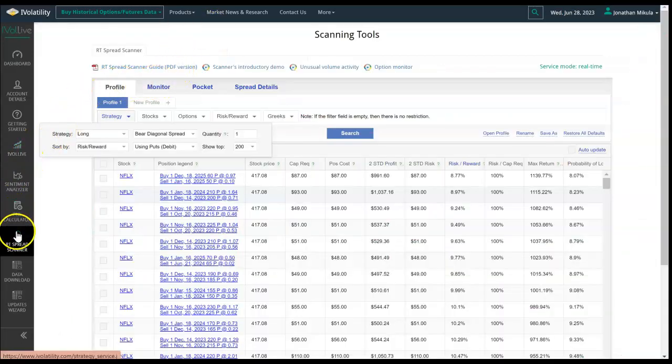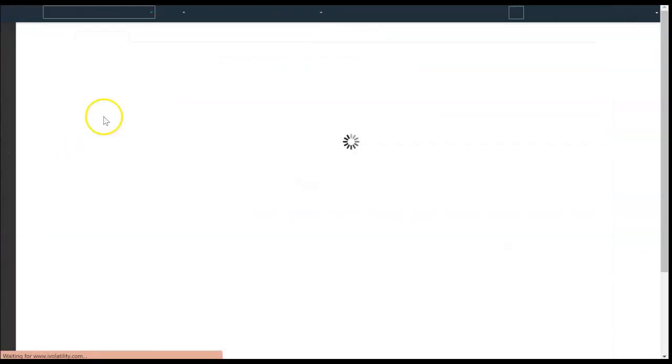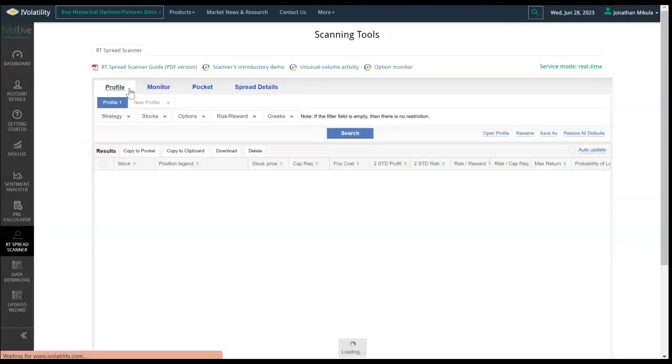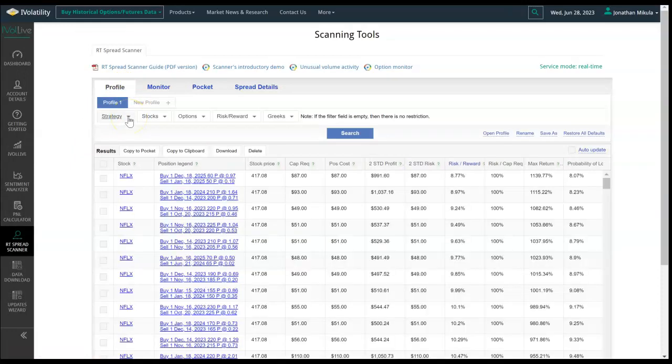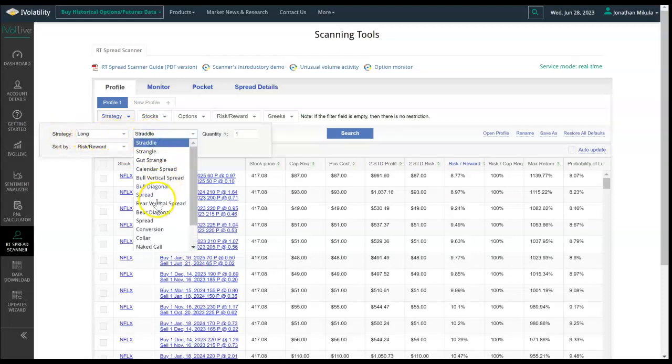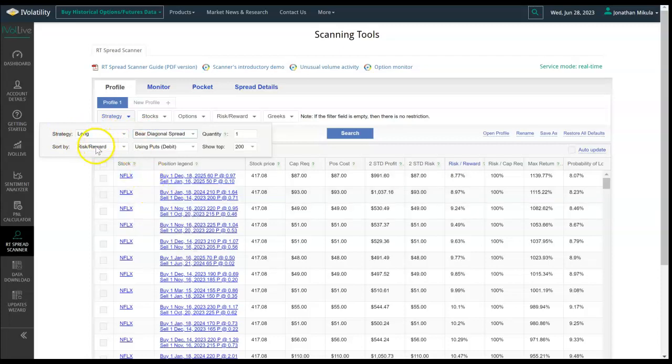And so then what we do is we scoot on over to our real-time spread scanner. When we're on the real-time spread scanner, we have a couple different ways that you can run it. You can see I was already looking at Netflix, but the way to get here is you choose your strategy, which in this case we're looking at bear diagonal spreads. Then you choose how you want to sort the information, et cetera. The system will default to the most logical inputs and outputs. So you don't really need to adjust unless, 200 trades might be a bit overwhelming. So maybe we could say, let's look at the top 20.